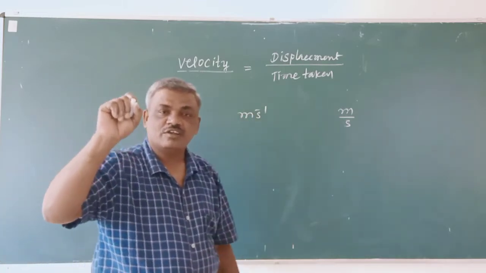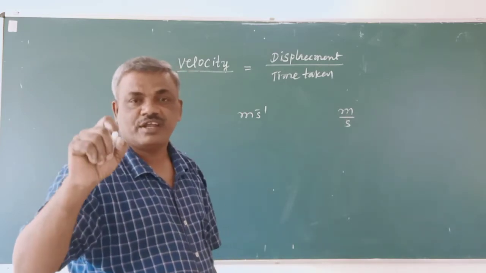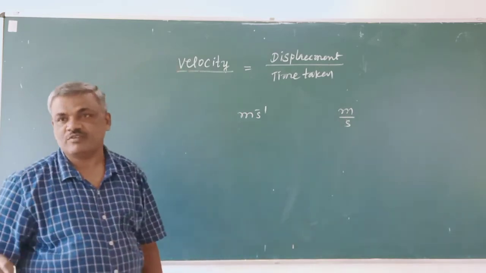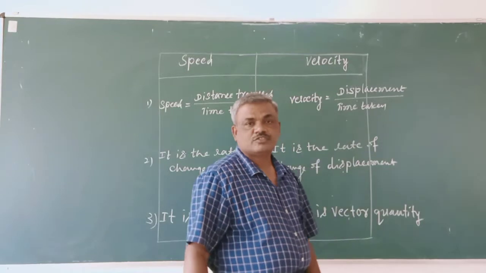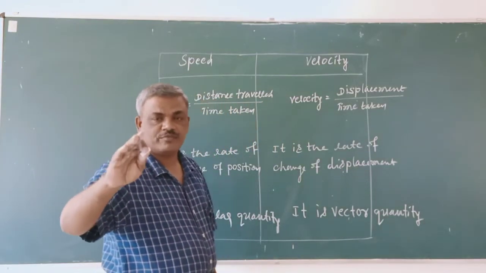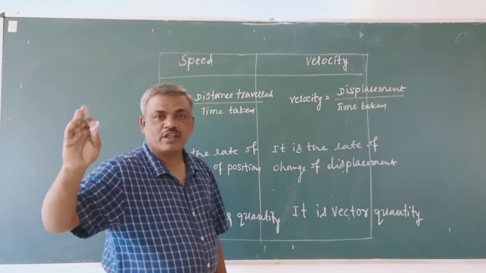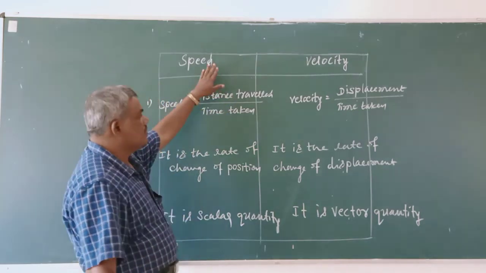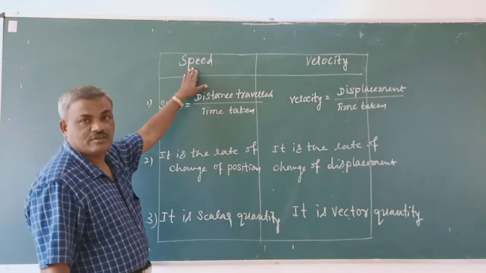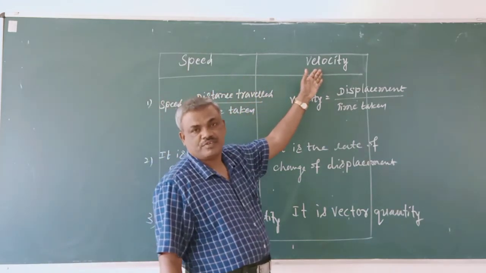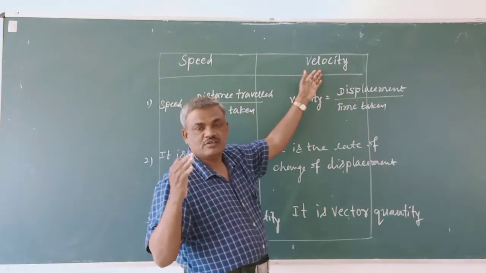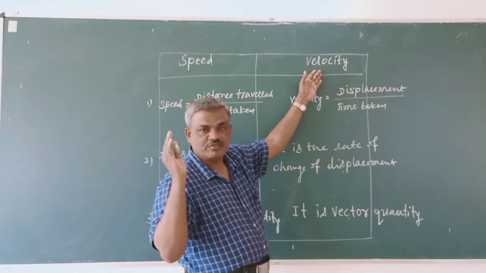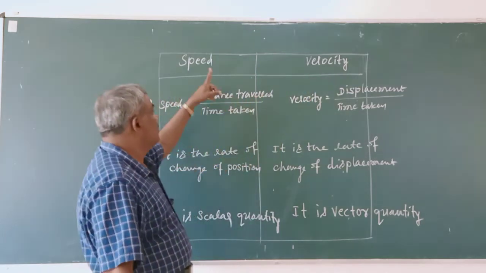So now, differences between speed and velocity. Students, here are the differences between speed and velocity. Write any two differences between speed and velocity. Now the first column is speed, the second column is velocity. This is a 2-mark question. So, the difference between speed and velocity.